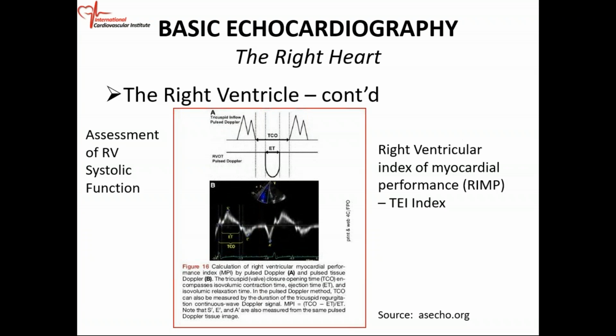One of the methods to assess RV function, and this is not systolic function now, this is overall RV function, is the index of myocardial performance, IMP. You can do it for the right side and you can do it for the left side. When we do it for the right side, we call it RIMP, okay? So that's right ventricular index of myocardial performance, RIMP. It's also called the Tei index.